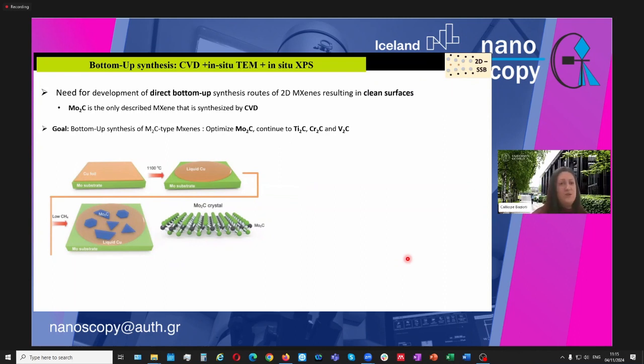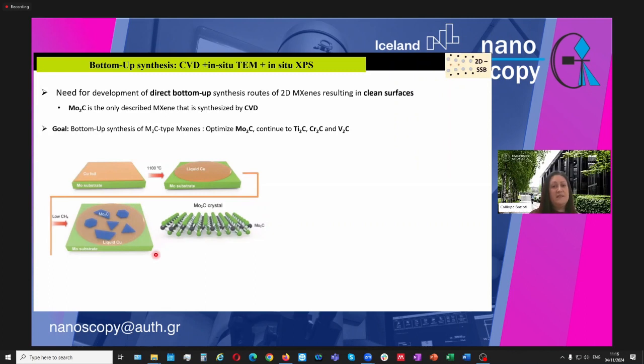So far, molybdenum-2 carbide is the only described MXene that has been synthesized by CVD. So the goal of our work is to further optimize the growth of molybdenum-2 carbide and basically achieve large-scale growth, which is also a big issue nowadays, because so far molybdenum carbide can be grown by CVD, but only in small flakes that do not coalesce. And then we will continue to the growth of other carbides like titanium, chromium, and vanadium.